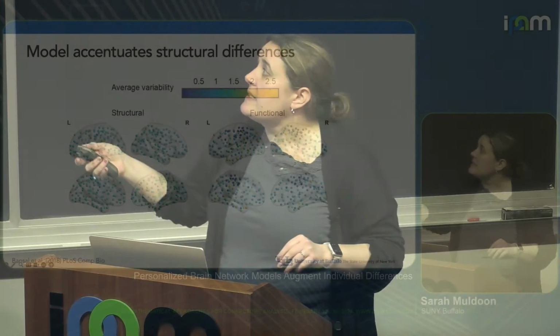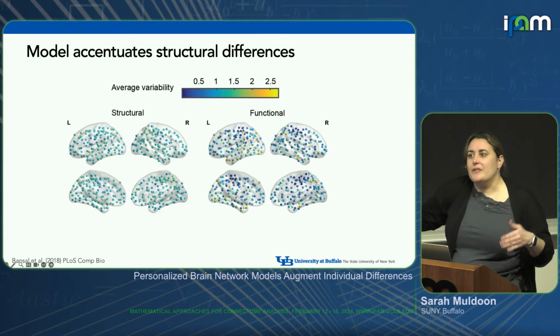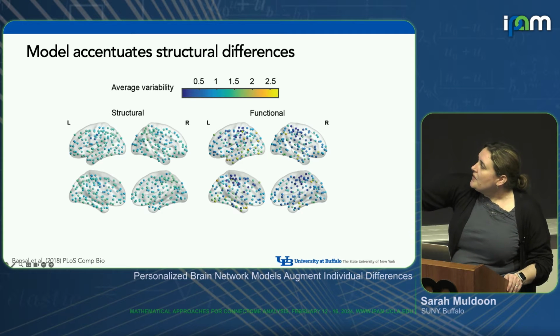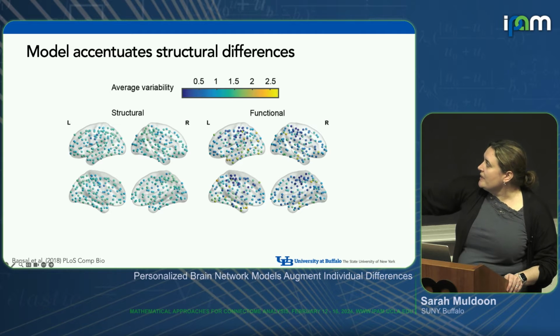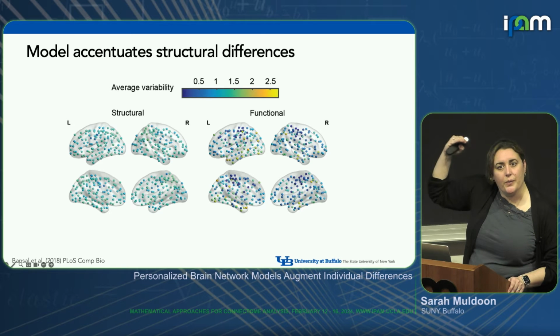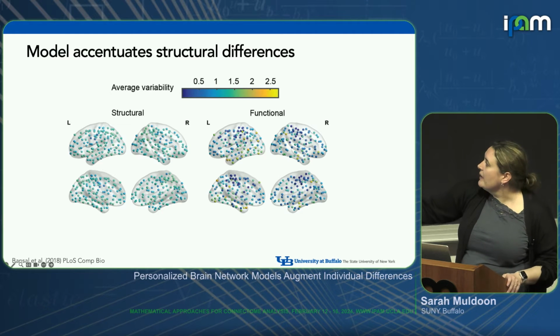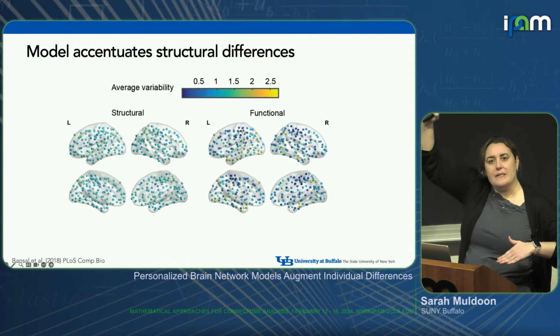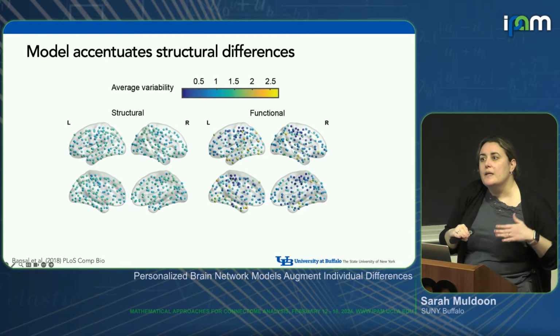So if you look at this, you can actually show that what the model does is it accentuates these differences. If you look at the variability in these structural networks versus the variability in these functional networks, and the color here is showing the level of variability for each node, you can see that we start with something that's all just kind of the same, all right, and we end up with something that augments it. We see some regions that have very low variability and some regions that have high variability.